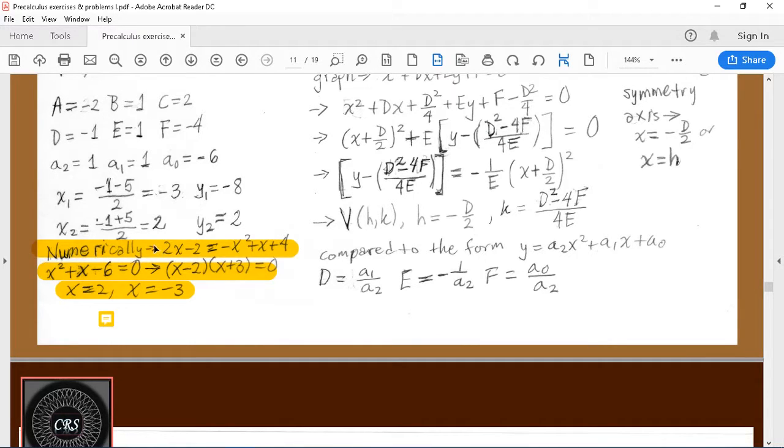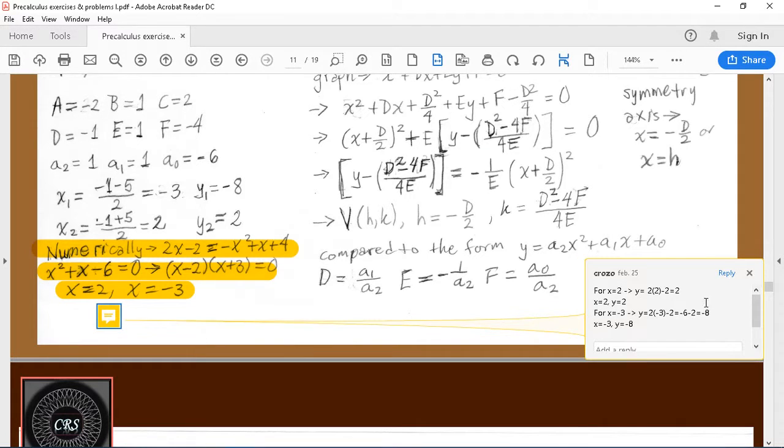By substituting in y equals 2x minus 2, we substitute 2 in 2x minus 2. We get that 2 times 2 equals 4, minus 2 is 2. So that means that for x equals 2, y is 2. Where x equals 2, y is 2.